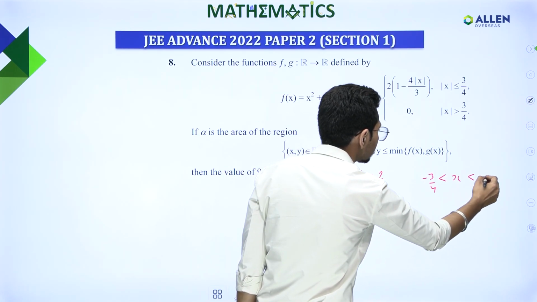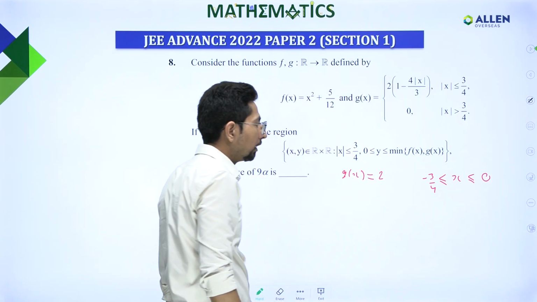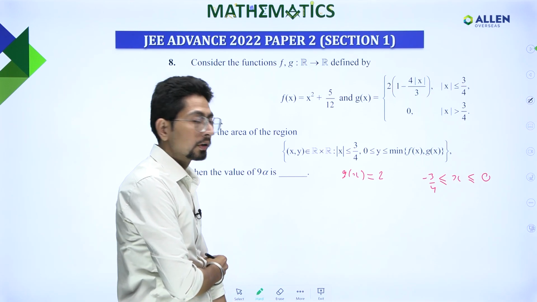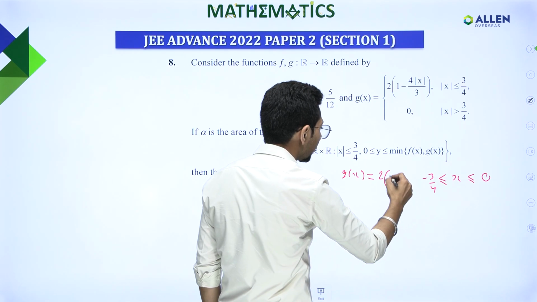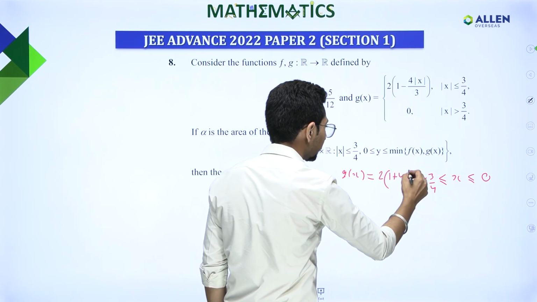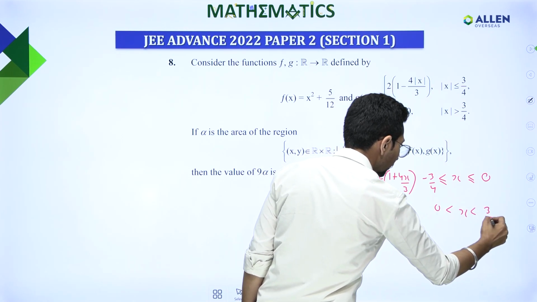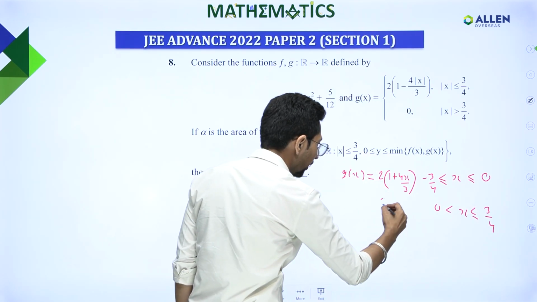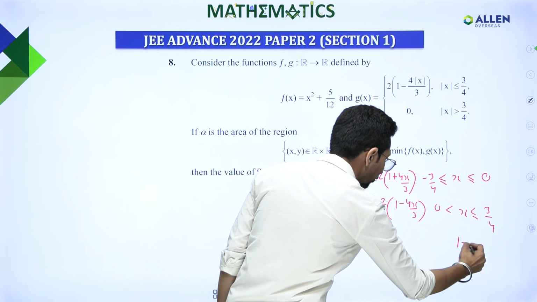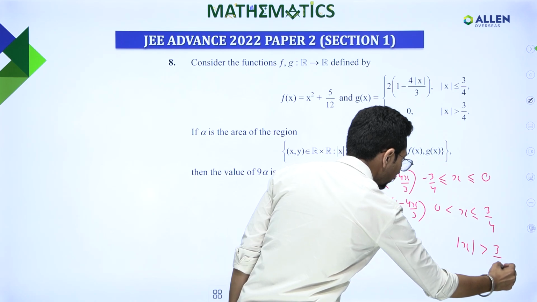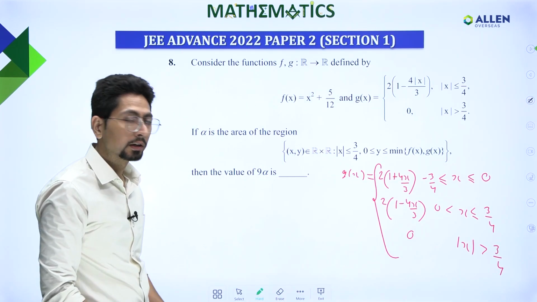Minus 3 by 4 to 0. If I consider this part, both included values, minus 3 by 4 to 0, the mod x will be opened up with a negative sign. So this will be twice 1 plus 4x by 3, right? And if I take this to be 0 to 3 by 4, this will be twice of 1 minus 4x by 3, right? And elsewhere it is 0 only. Mod x greater than 3 by 4 is 0 elsewhere. This is how gx is defined more clearly.